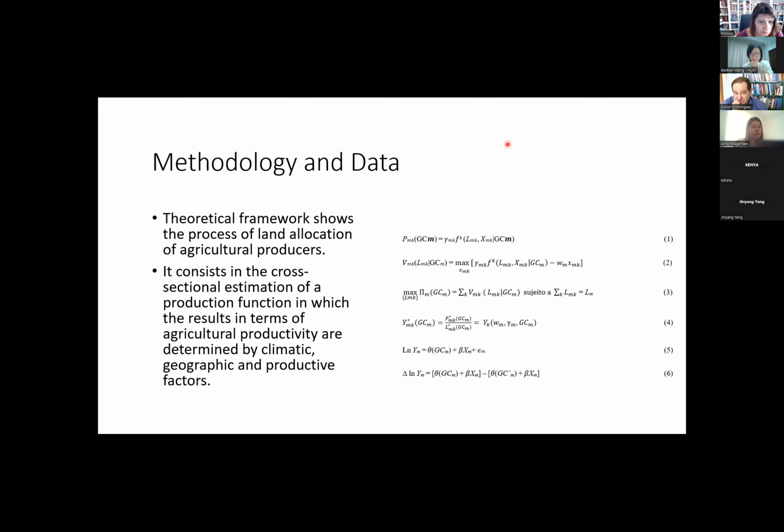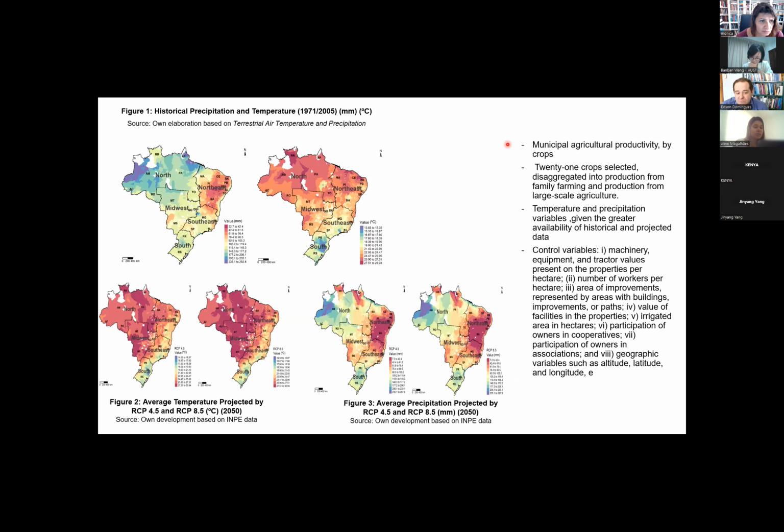In addition to this framework, we use the natural production data of crops and also temperature and precipitation. Edson, please, next. So this is the data that we use in this paper, the historical precipitation and temperature to measure the changes in productivity in Brazil, changes in productivity on family farming and also large-scale producers in Brazil. We use data from crops, and we also use temperature and precipitation variables with other control variables to measure this specification. Next, please, Edson.